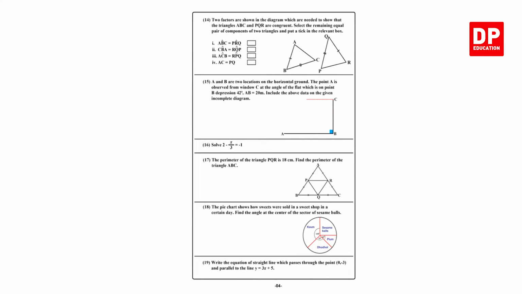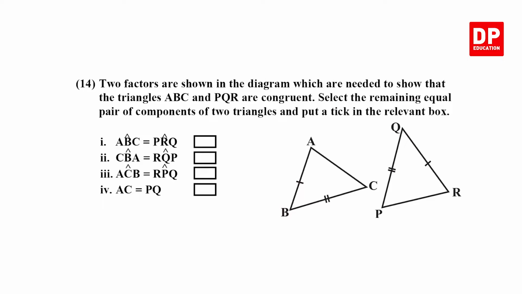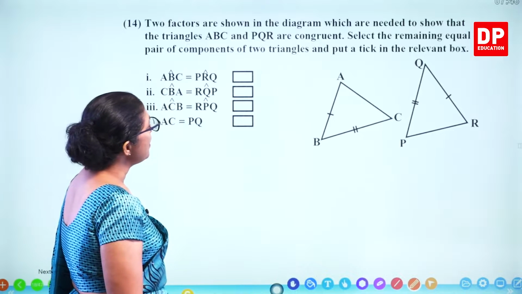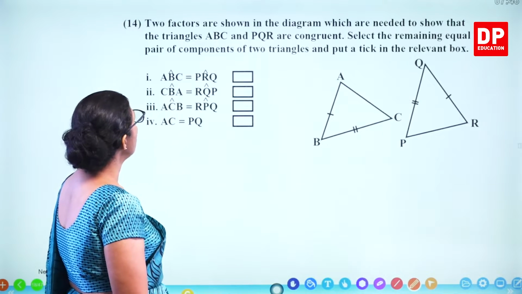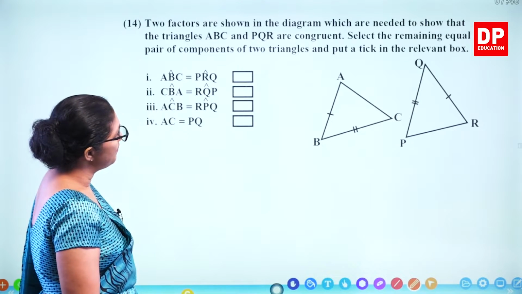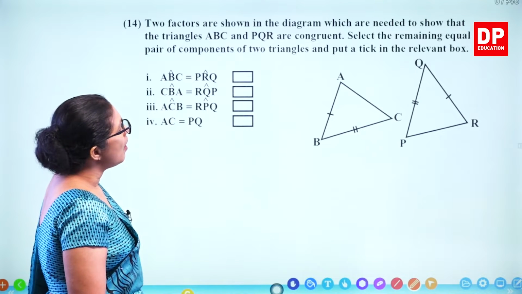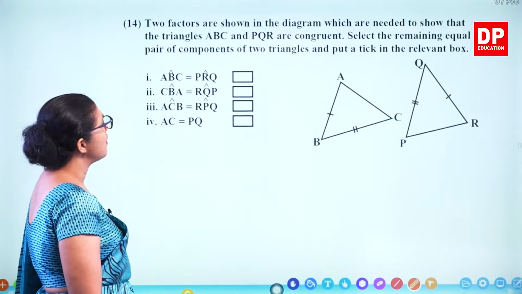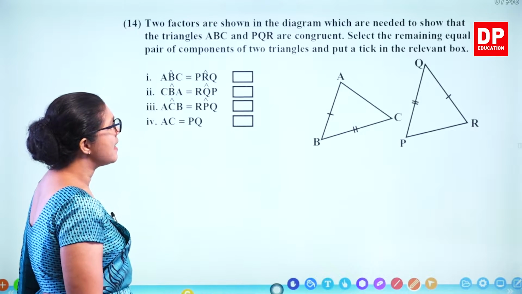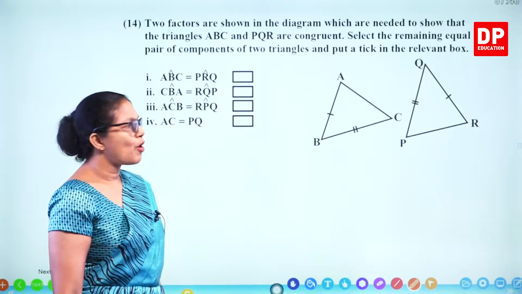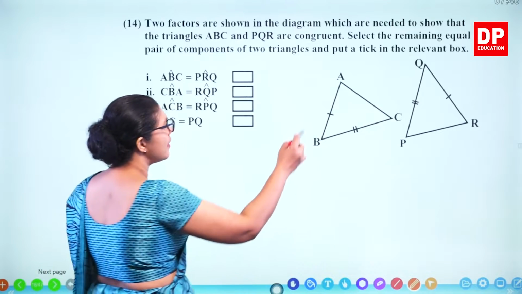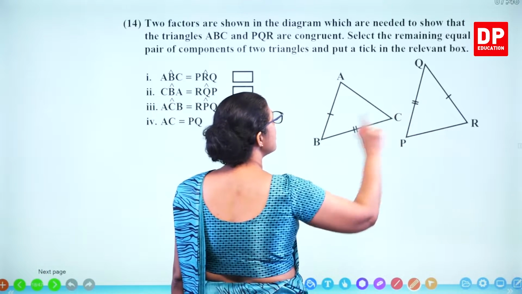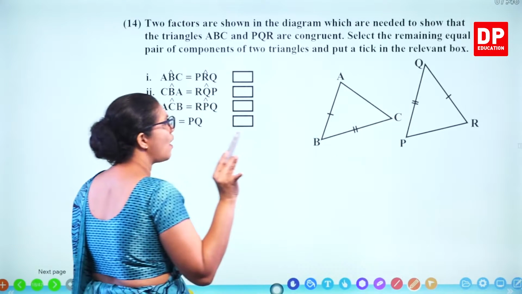Now you can try 14 to 19. Question number 14. Two factors are shown in the diagram which are needed to show that the triangles ABC and PQR are congruent. Select the remaining equal pair of components of two triangles and put a tick in the relevant box. Given that this is equal to this is equal to this. Two sides are okay.